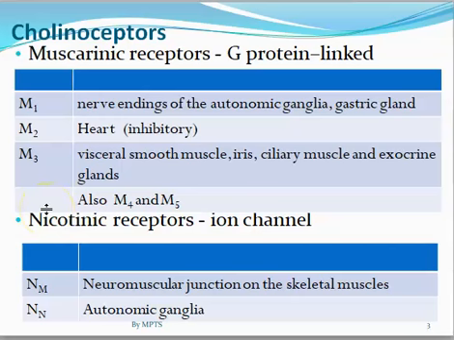Now, we also have the nicotinic receptors. Of course, these are the ion channel receptors. These are at the neuromuscular junction. These are in the skeletal muscle, and of course, in the autonomic ganglia. I'm sure you are aware of all these, because at least you have to know the receptor subtype and the location.